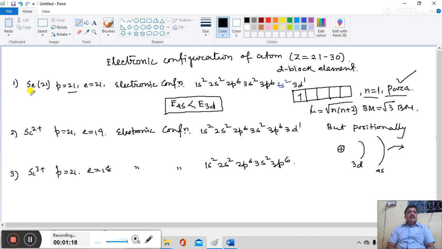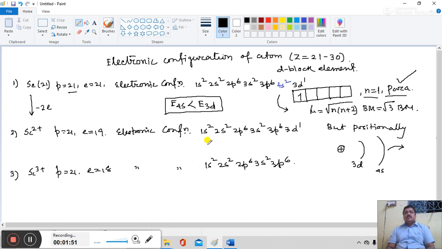Now, a very important and interesting example, the Sc2+ cation. That means the Sc atom releases 2 electrons. Now, from where will the electron release take place? It will be 4s, because positionally from the nucleus the outermost subshell is 4s, not 3d, and energetically the energy of the 4s subshell is less. So when 2 electrons are released, they are released from the 4s subshell.